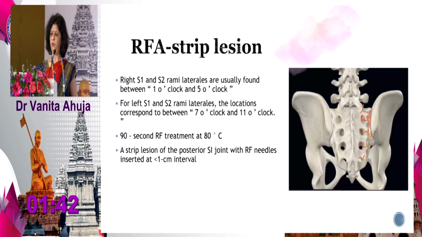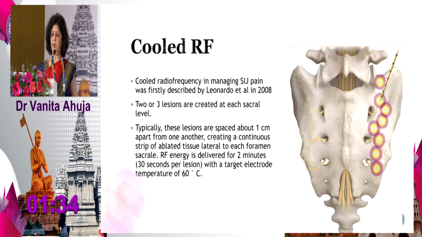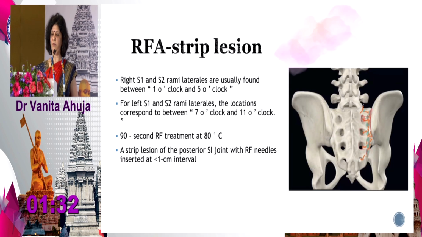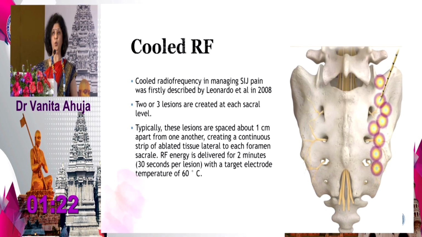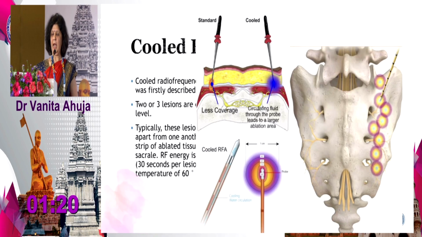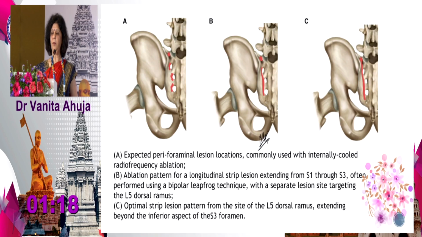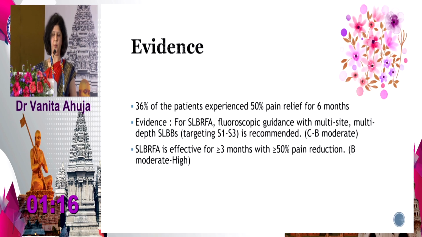Then you will plan for your strip lesioning of the lateral branches, which at S1, if you are targeting the right side, will be at the 1 o'clock and 3 o'clock position or 5 o'clock position on the right side. You can use this strip lesioning for 90 seconds at a temperature of 80. The other option is the cooled RF, which can be used. And now coming up is your cryo. Cryo is also coming up.